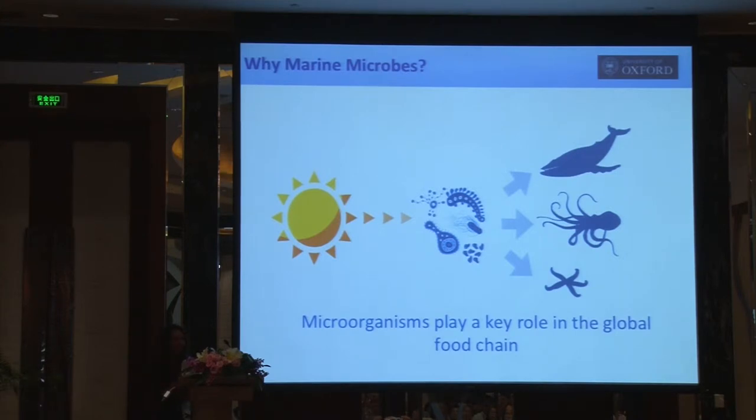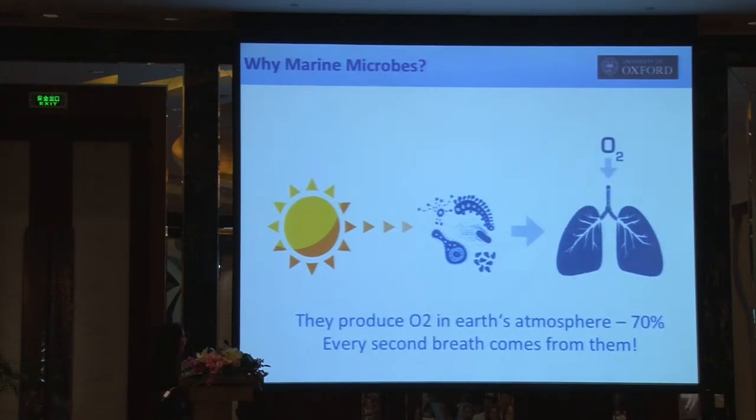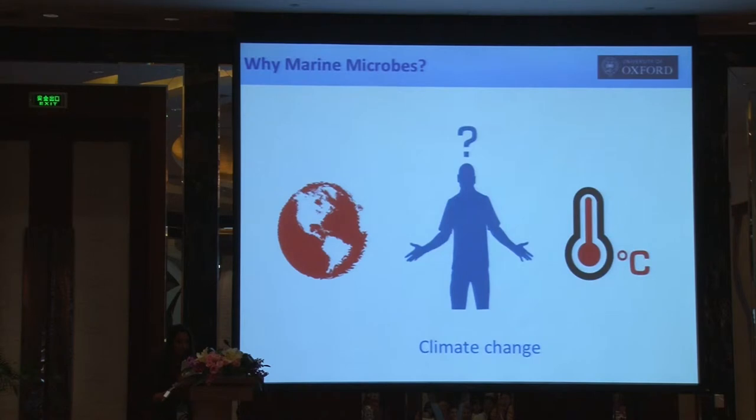Some very basic features: they use all sorts of energy sources. One of them is the sun. By using the energy from the sun, they play a key role. They establish the basis of the food chain. There's a lot of species that rely on microorganismic activity. And as we said earlier, it's microorganisms' activity that contributes to the generation of O2, nitrogen, and so on, in Earth's atmosphere, which is as high as 70%. So basically, every second breath that we take comes from oceans, from microbic activity.